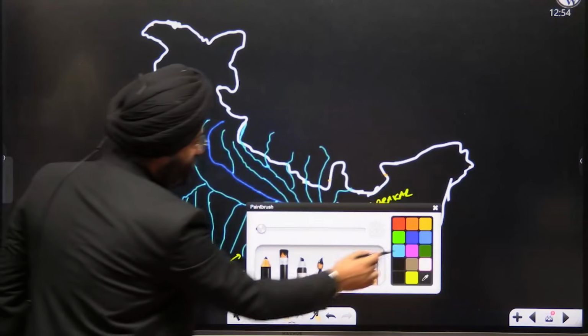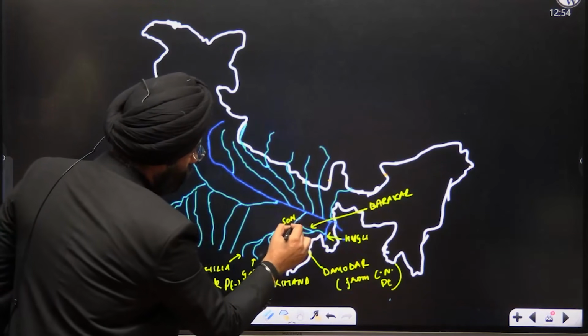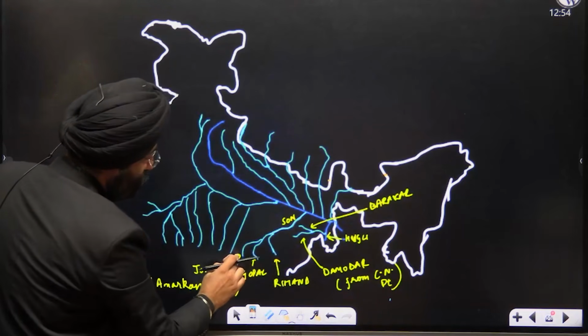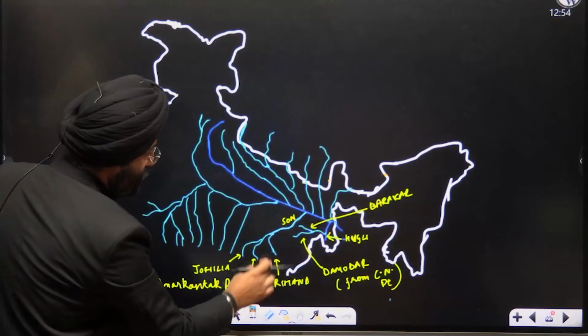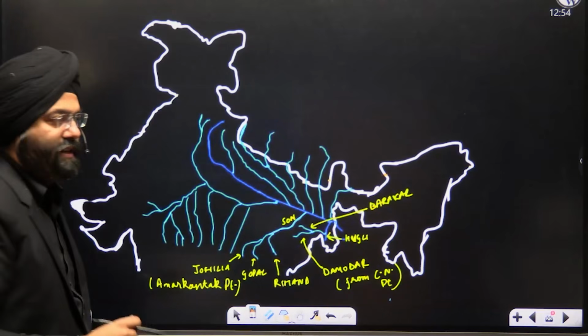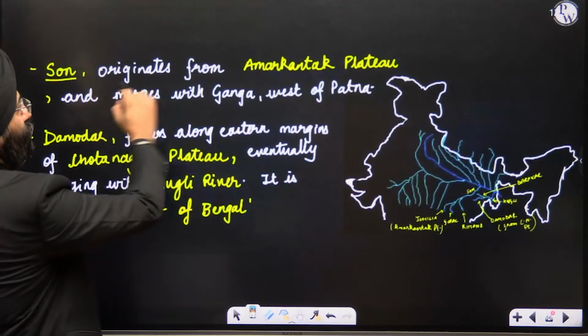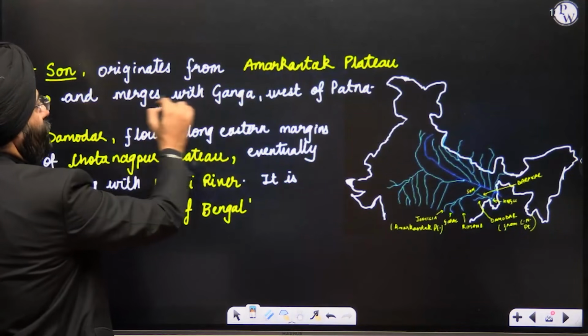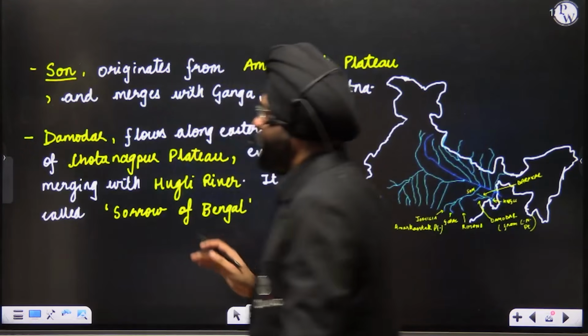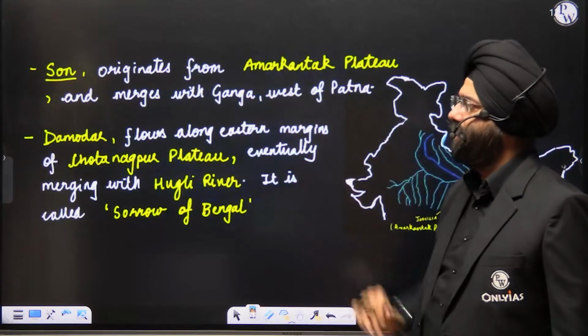So let us see, Son river has certain tributaries. Please see here, let us see first of all, you have the Son river. Son river has tributaries like Johilla, Gopal, Rihand. These all rise from the Amarkantak plateau. So let's read it. Son originating from the Amarkantak plateau and merges with the Ganga in the west of Patna. West of Patna, it is merging with Ganga.